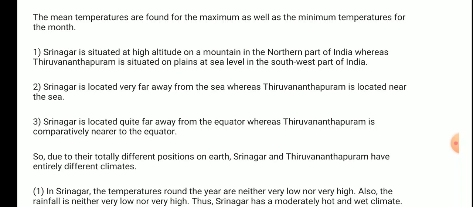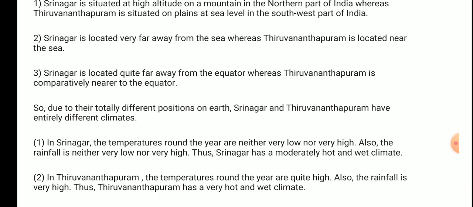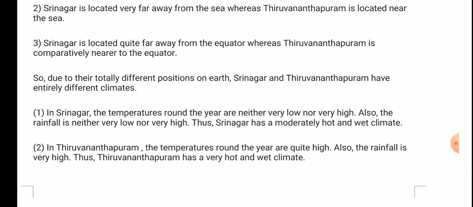Another reason that the temperature is low in Srinagar and high in Thiruvananthapuram is that Srinagar is situated at high altitude on a mountain in the northern part of India, whereas Thiruvananthapuram is situated on the plains. So that's why Thiruvananthapuram has higher temperature as compared to Srinagar. In Srinagar the temperatures around the year are neither very low nor very high. Also the rainfall is neither very low nor very high. Thus Srinagar has a moderately hot and wet climate.